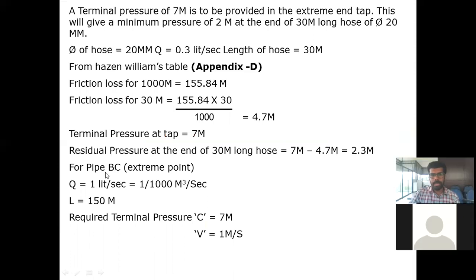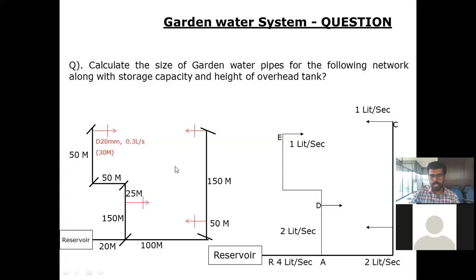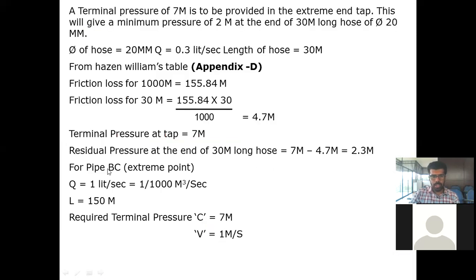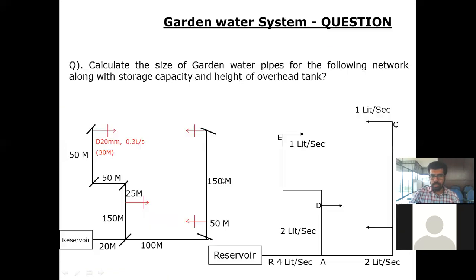So for the pipe BC, extreme point, where is BC? This line is BC. This B is the extreme point. In this BC extreme point, what is the flow? 1 liter per second, correct? You can see here 1 liter per second is reaching here. So in BC, the discharge is 1 liter per second.